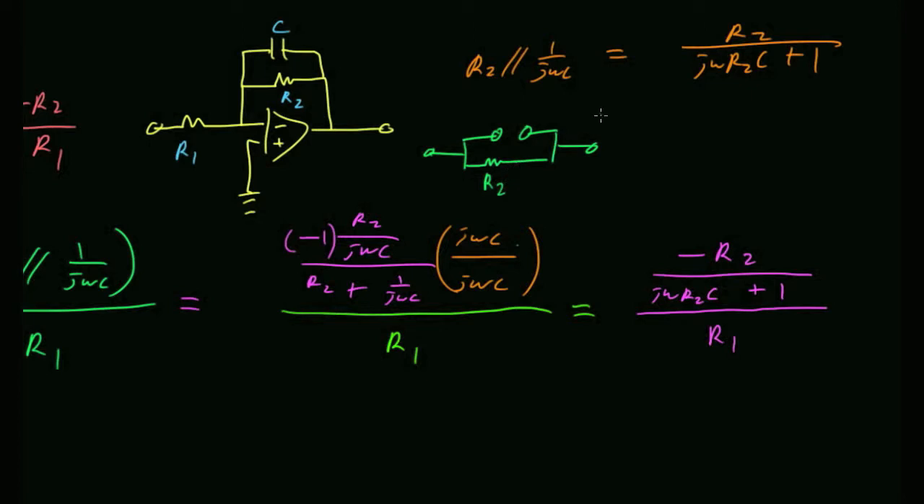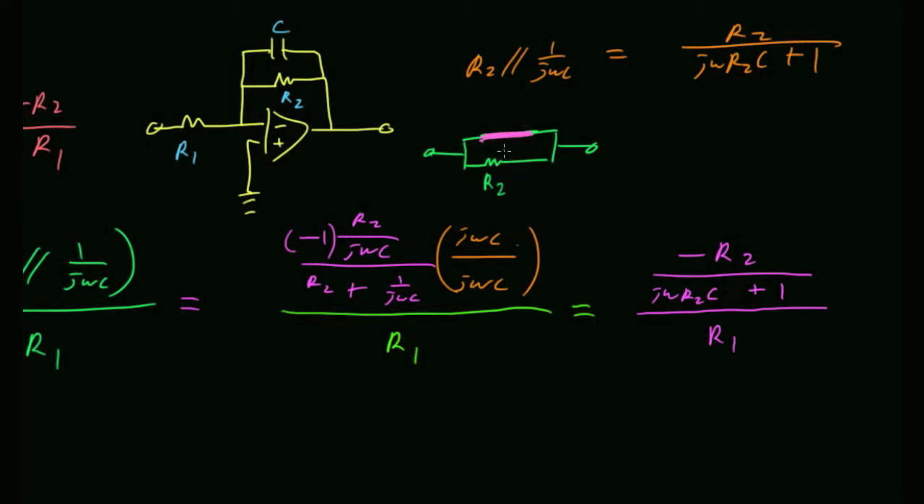Now, what about high frequencies? How's my capacitor going to behave at the very highest frequencies? Short. Like a short. So at high frequencies, my capacitor shorts. What is the equation of a resistor in parallel with a short? Short. So what's that resistance equal to? Zero. That's right.